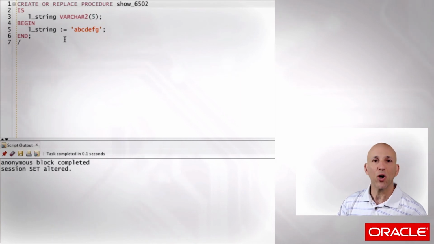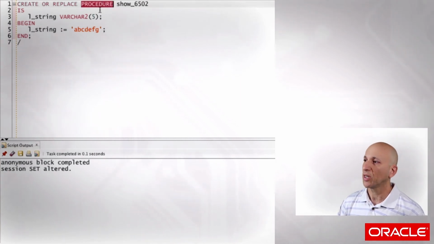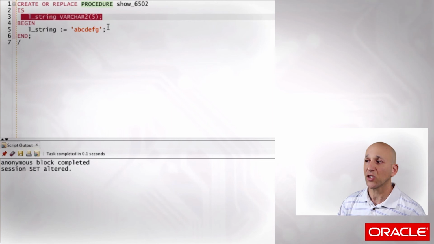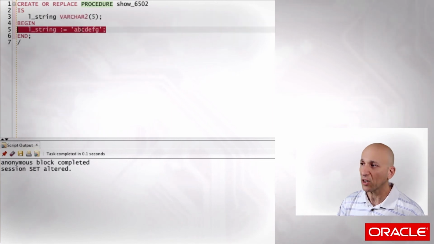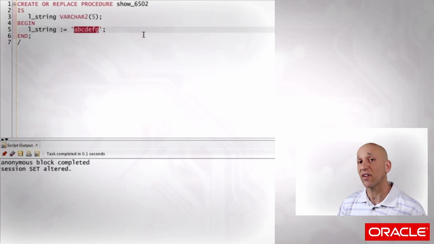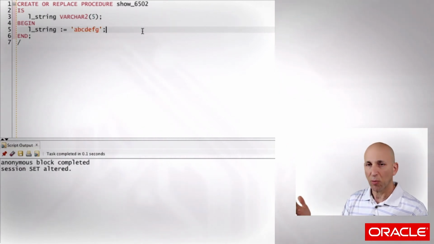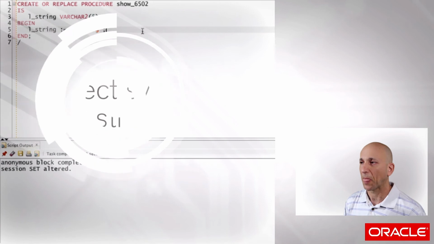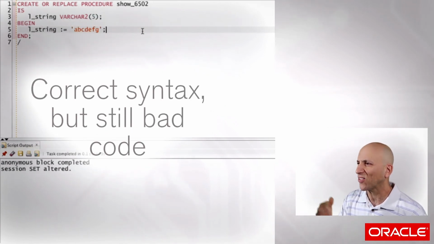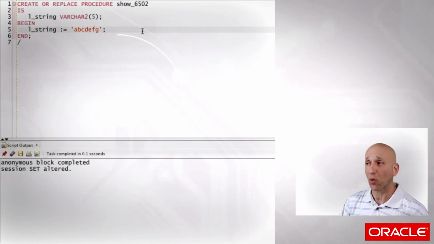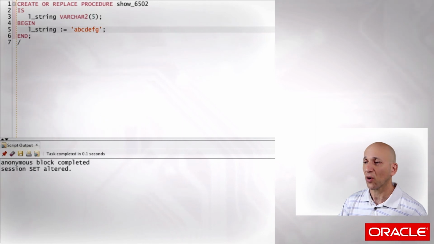Now, this program has no compilation errors. I'm creating a procedure, declaring a string, assigning a string to it. But if you take a close look, you'll see that I'm assigning a string of more than 5 characters. At compile time, from the standpoint of syntax, it's a perfectly legitimate procedure. But we can look at it and say, well, that's no good. That's going to raise an error. And in fact, if you have warnings turned on, so can Oracle.